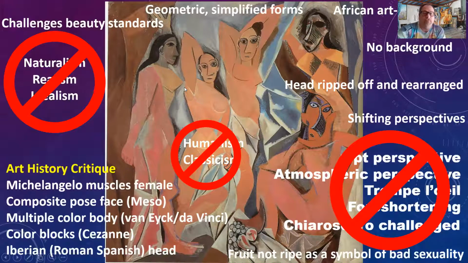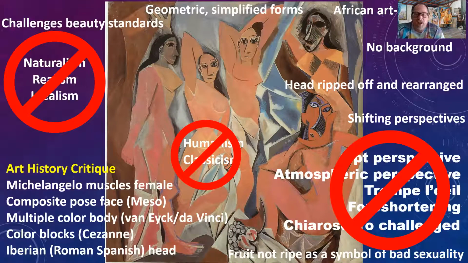Her body's got multiple colors, so he's making fun of both Van Eyck, who did that initially, just with much more beautiful blending, and Da Vinci, who invented chiaroscuro, as you can see in different aspects with the Cézanne. And we haven't seen this yet, but Iberian sculpture, which is basically Roman-inspired Spanish sculpture from the time period, is what this head is. And that's one of the reasons why it's basically a different color. So he's basically trying to challenge all the rules of art.